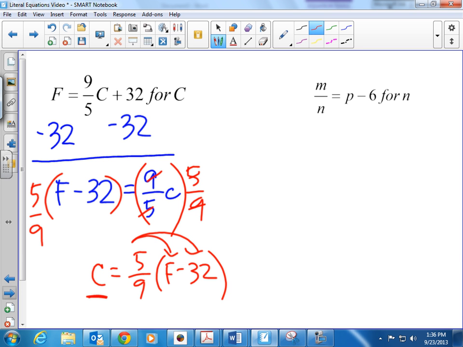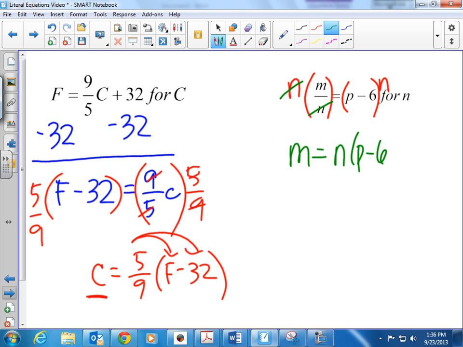M divided by n equals p minus 6. And we want to solve for n. So right now, n is on the bottom. How do I get n to be out of the denominator of the fraction? We've gone over this before. We have to multiply each side by n. When I do that, my n's cancel, and I have m equals n times p minus 6.